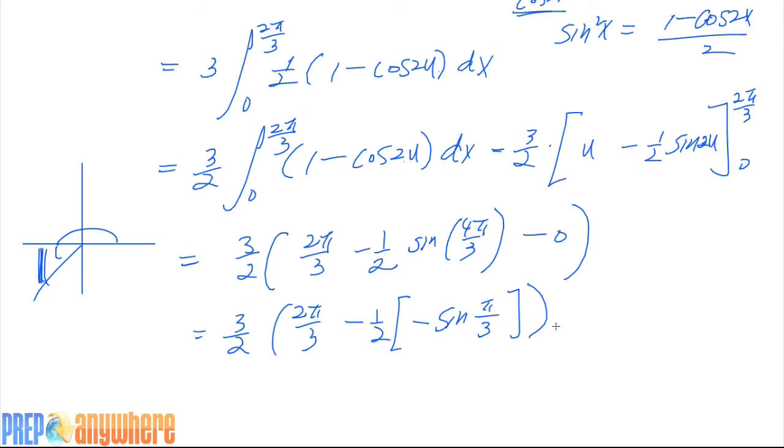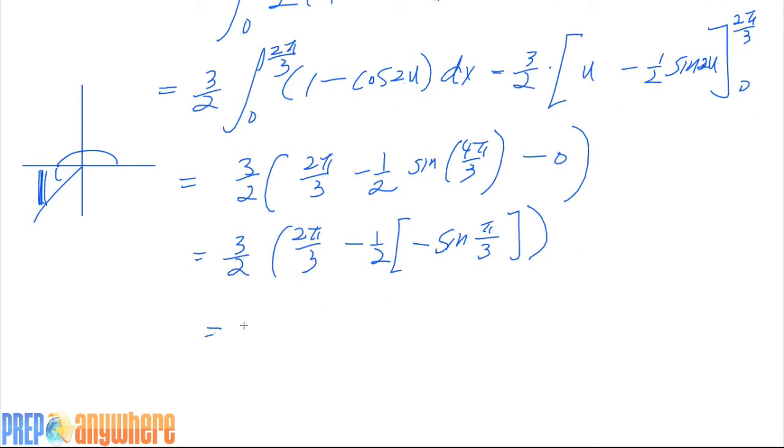Okay, so now we have, if you multiply that in, you're going to get 3 over 2 times a half, that will give you 3 over 4, but there's 2 negatives here, so it becomes positive. And sine pi over 3, that's sine of 60 degrees, that's root 3 over 2. So you get 3 root 3 all over 8.